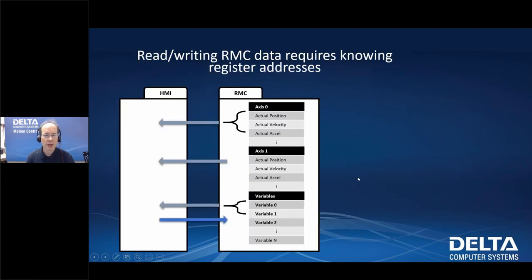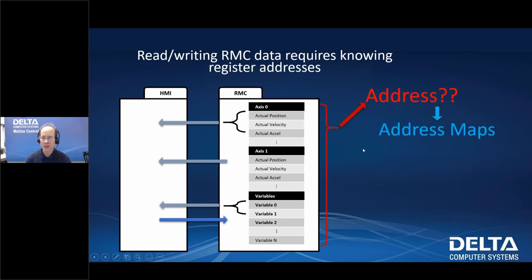When we talk about reading and writing the RMC data, it requires knowing register addresses. So we're reading the actual position velocity from the various axes, reading and writing variables, sending commands. And of course, the question is, what is the address? To find that, we can look at the address maps inside RMCTools.